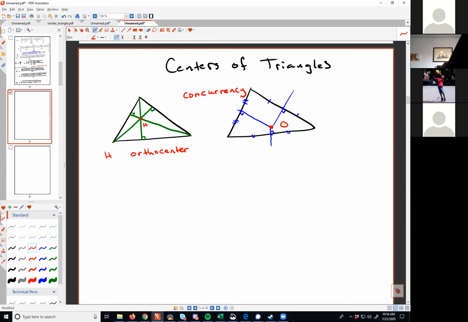We call this point O, which is the circumcenter. And the reason this is the circumcenter is because if we were to draw the one circle that goes through the three vertices of that original triangle, its center is O.